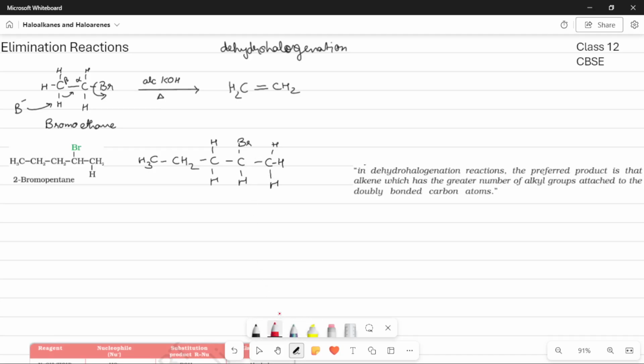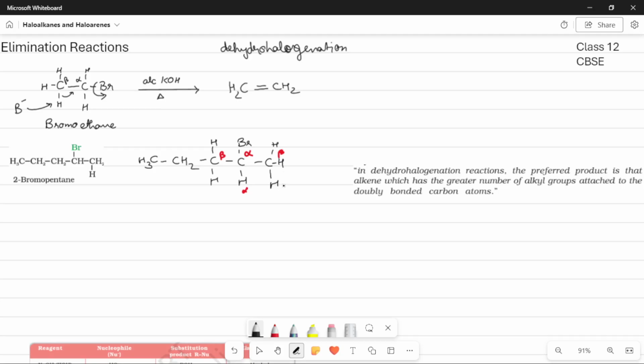Now, in this case, this is going to be your alpha carbon because it has this bromine atom attached to it. So this is going to be an alpha hydrogen. So the beta carbon, you have this one and this one. There are two options, right? And so that means these hydrogen atoms are all going to be beta hydrogens.